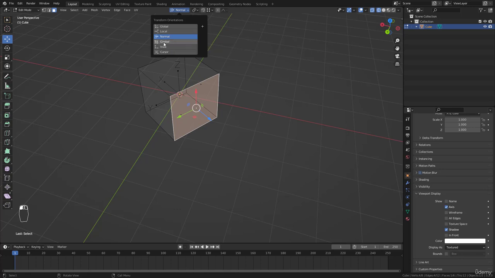We don't use gimbal. I think it's used when you want to troubleshoot some rotation problems. You can learn more about gimbal rotation, gimbal lock, and stuff like that on the internet. But trust me, we will never use it.